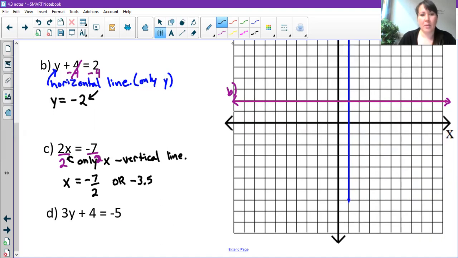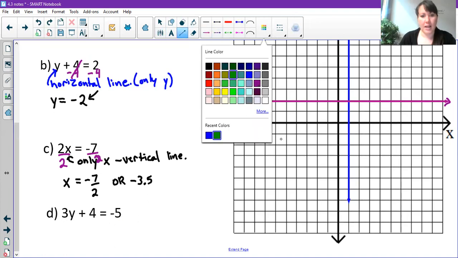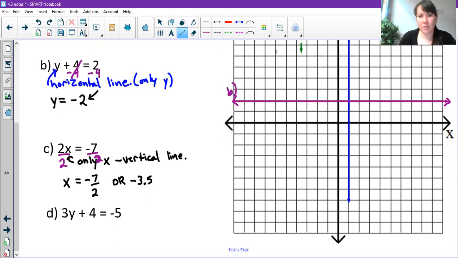Okay, so I'm going to draw a vertical line at negative 3.5. 1, 2, 3.5, somewhere here. Right there. And we're going to label this as graph C.